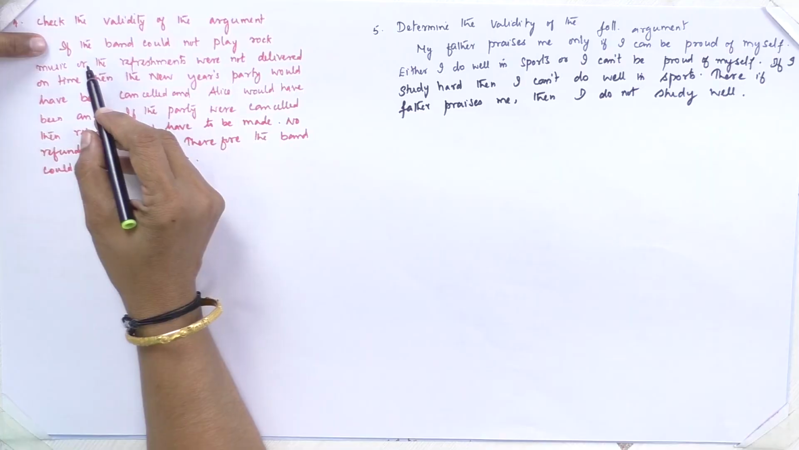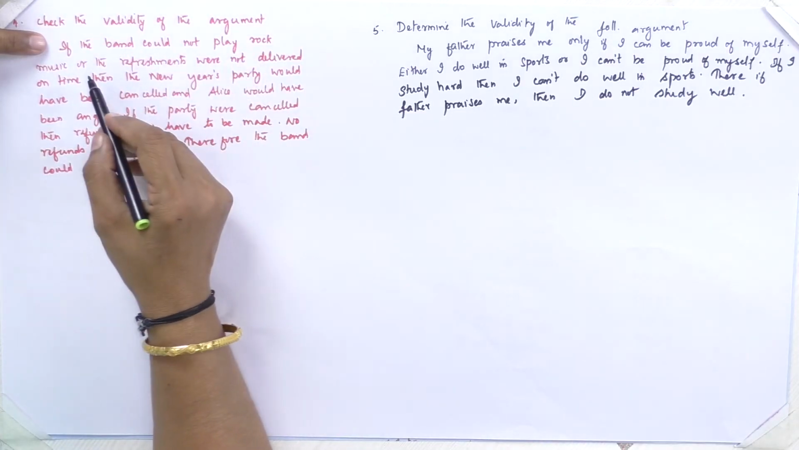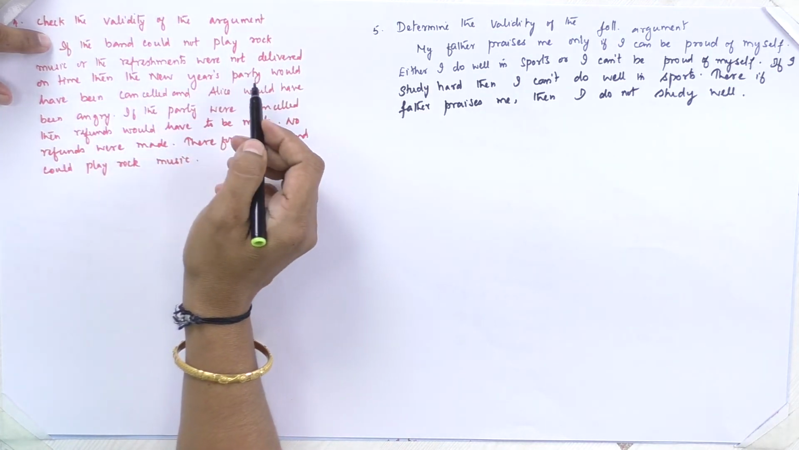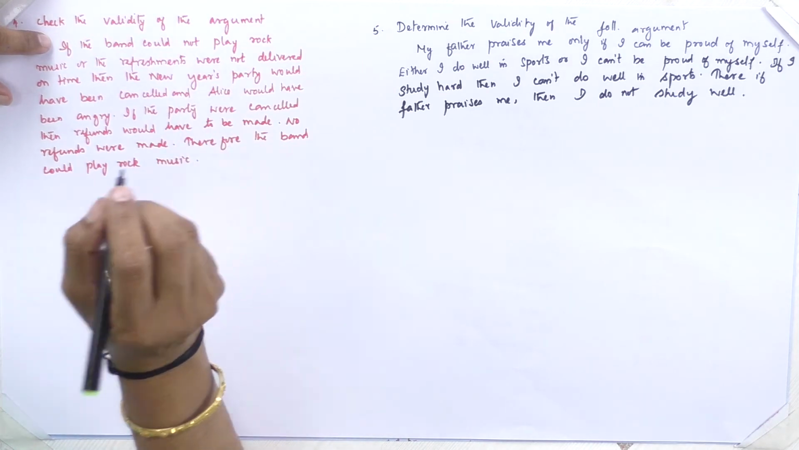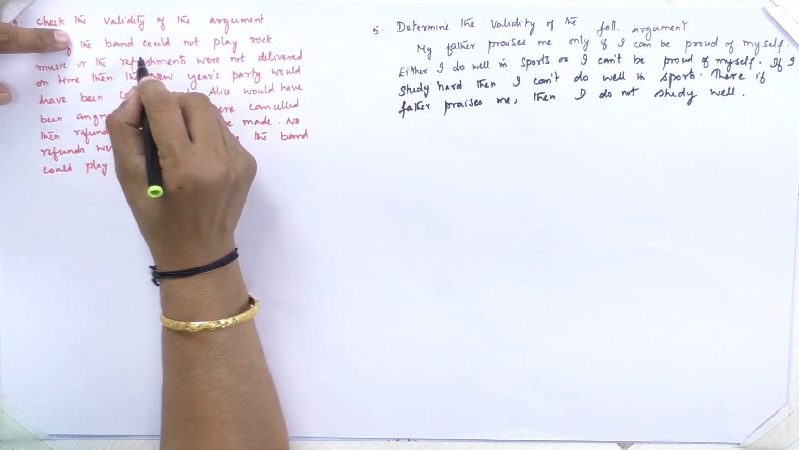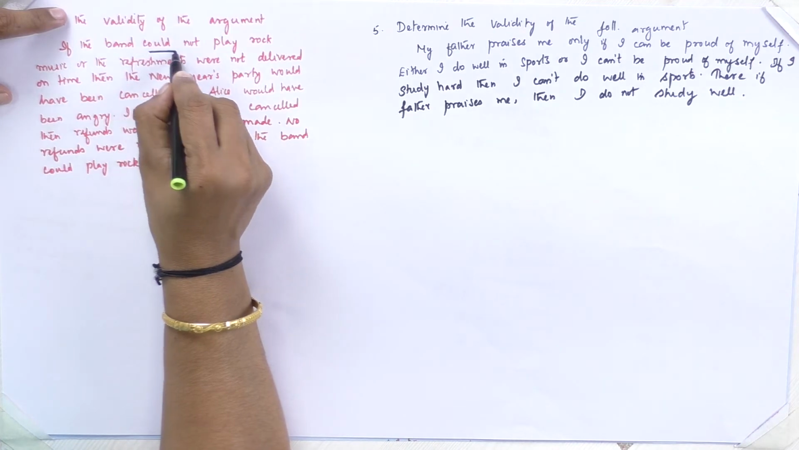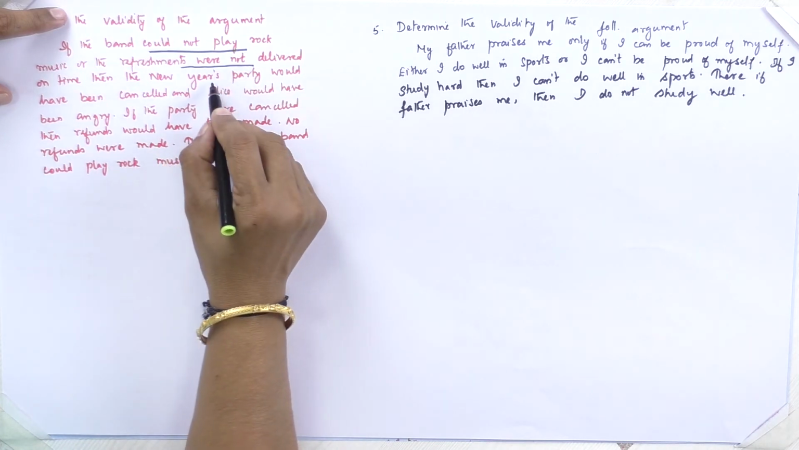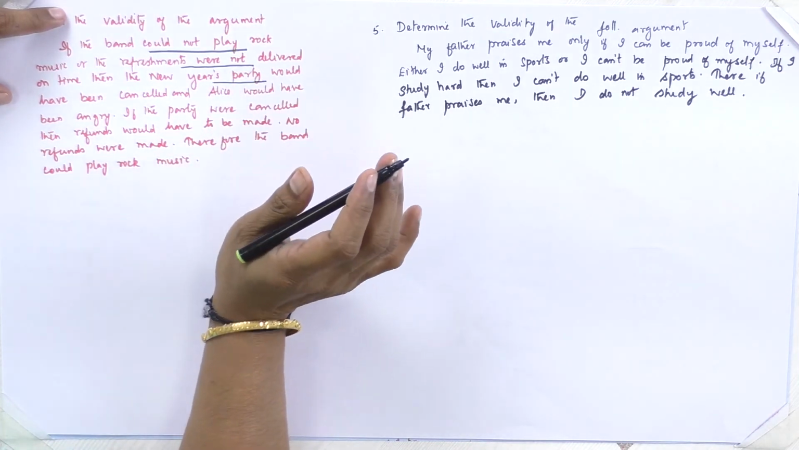For this I will have to read the passage and identify the keywords. After identifying the keywords, I will have to assign the variables and then frame the premises. After that only I will find out whether a given argument is valid or not. See here, if the band could not play rock music or the refreshments were not delivered on time, then the New Year's party would have been cancelled. Fine. So till here, what are all the keywords? Band could not play rock music. Refreshments were not delivered on time. New Year's party would have been cancelled, right?